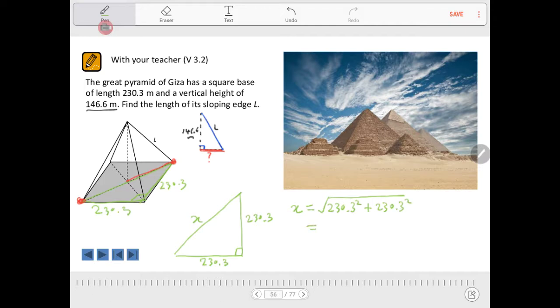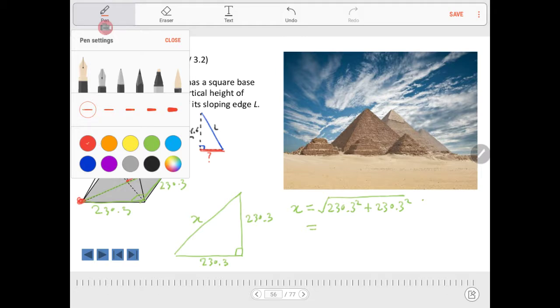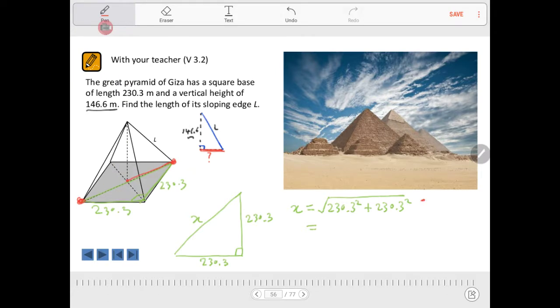At this stage I might divide this by 2, because we need to halve it anyway. So this whole thing divided by 2, and you can put this all into your calculator in one go. And this gives us 162.8 meters. So that's that length there, 162.8. So now we have this length here, 162.8 meters.